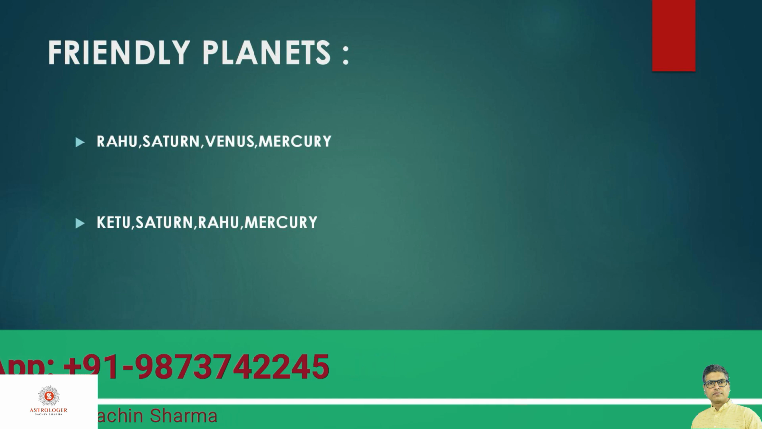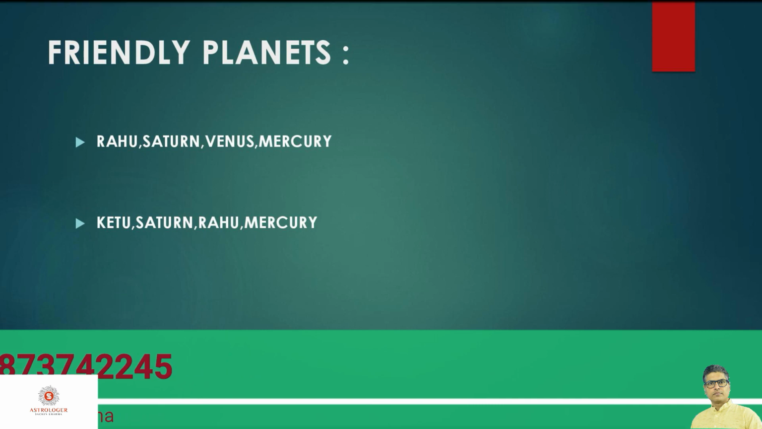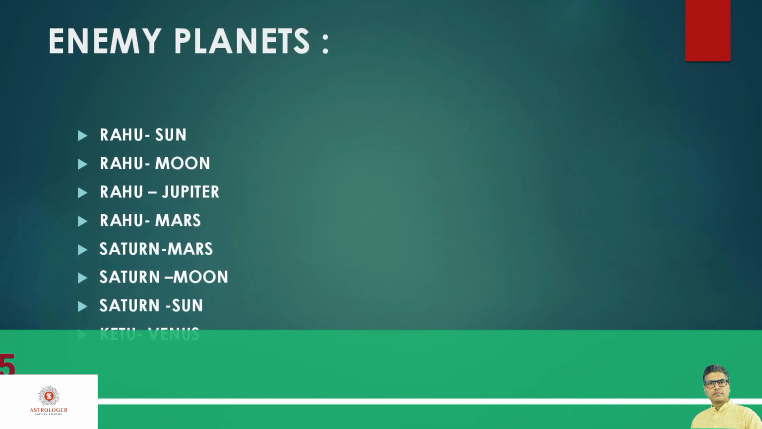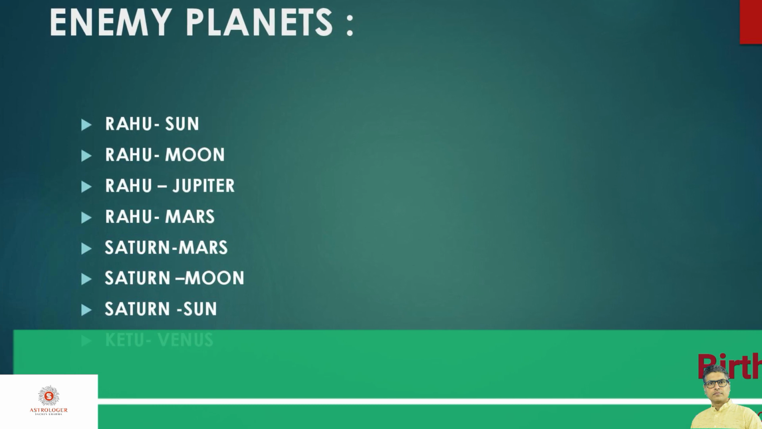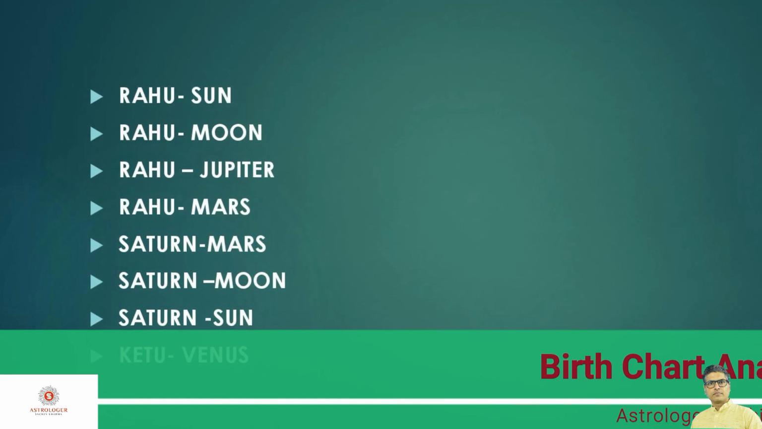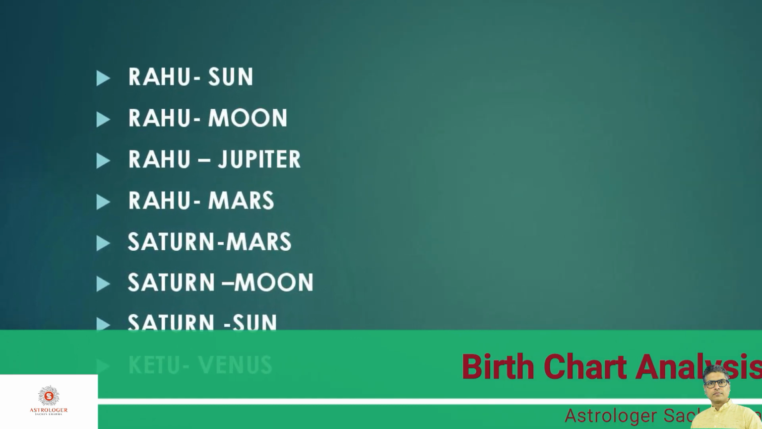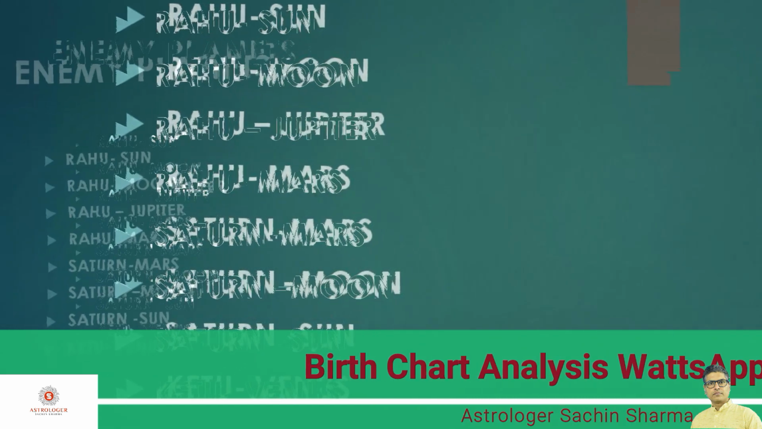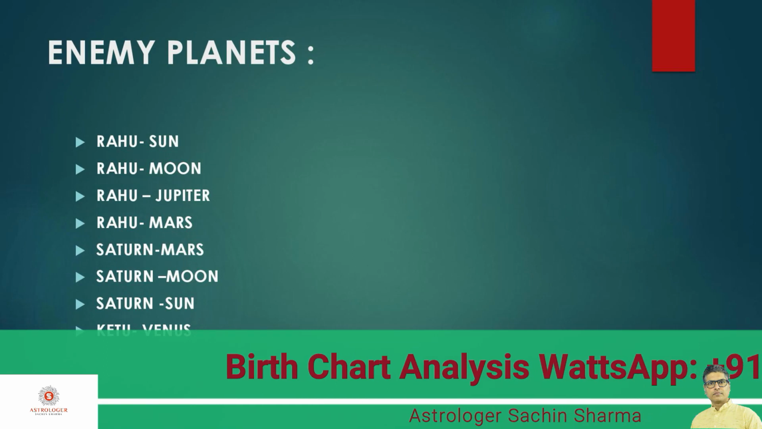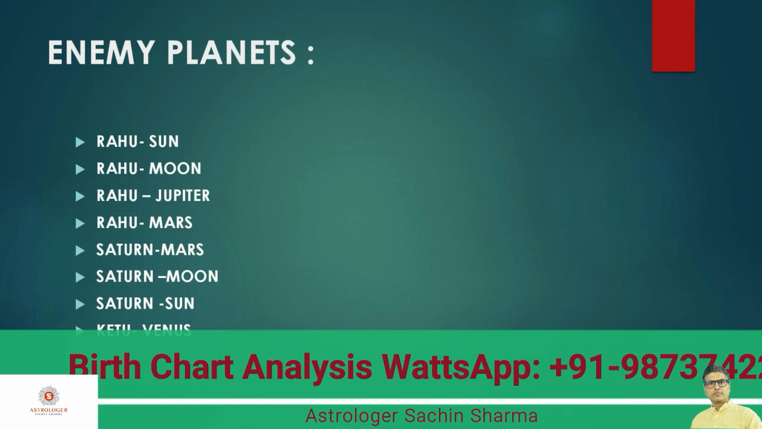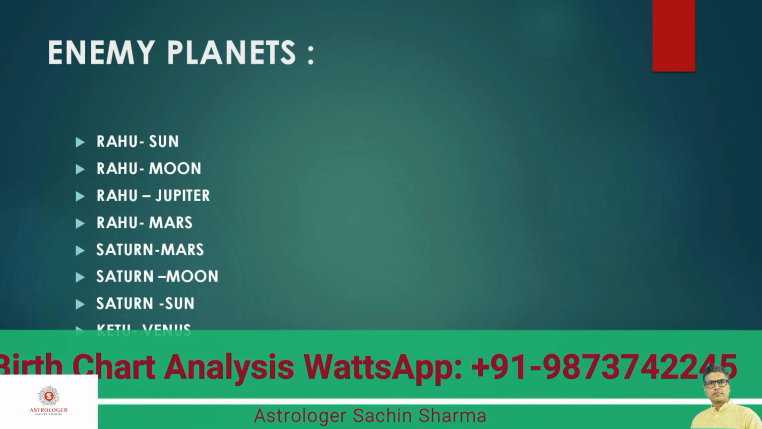So let's now discuss the enemy planets. Rahu and Sun are enemy planets, Rahu and Moon are enemy planets, Rahu and Jupiter are enemy planets, Rahu and Mars are enemy planets, Saturn and Mars are enemy planets, Saturn and Moon are enemy planets, Saturn and Sun are enemies, and Ketu and Venus are also enemy planets. Here you can see that Rahu-Sun and Rahu-Moon are considered the most enemy planets in this entire group.